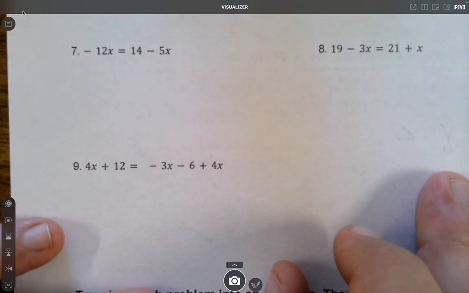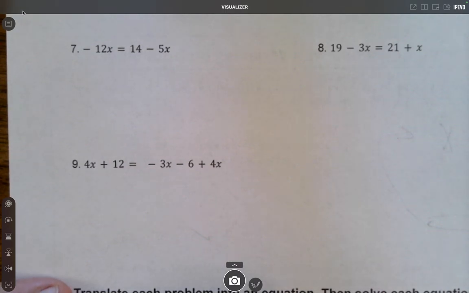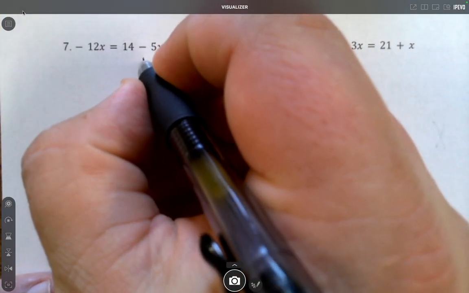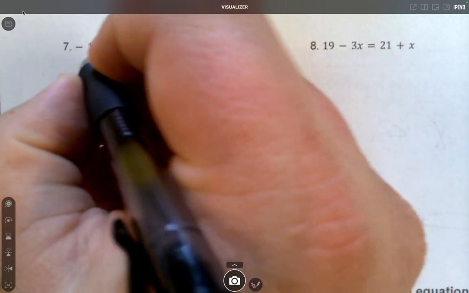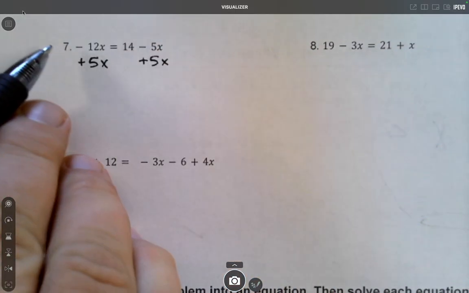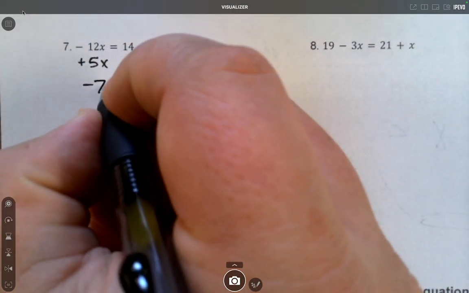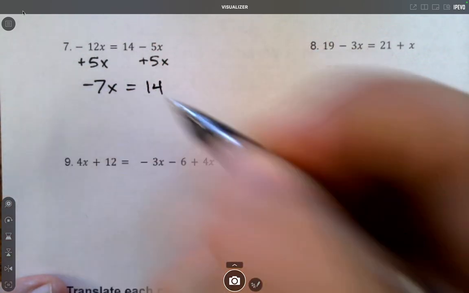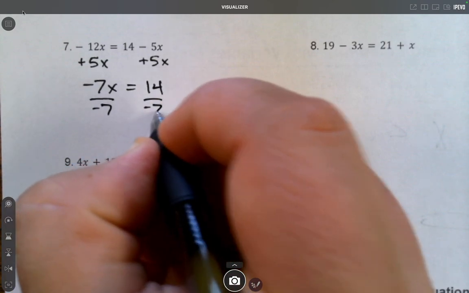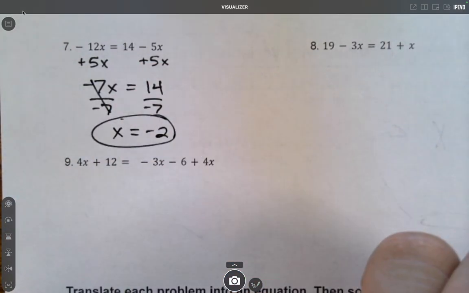All right, back page. Remember, the thing I tend to do first is to combine the variables. So I'm going to add 5x to both sides. I have a negative 12x. Make sure you see that negative sign. Negative 12 plus 5 is negative 7x. Then we divide both sides by negative 7. We get x equals negative 2.